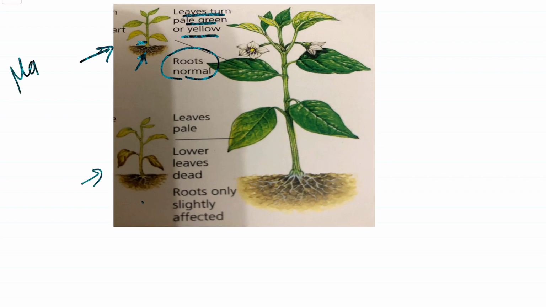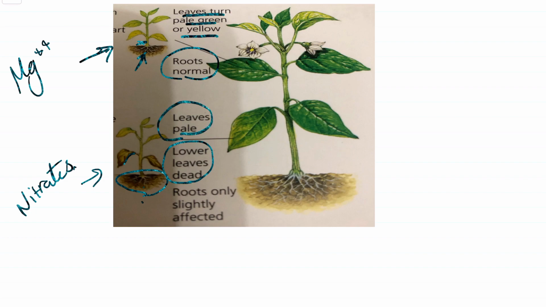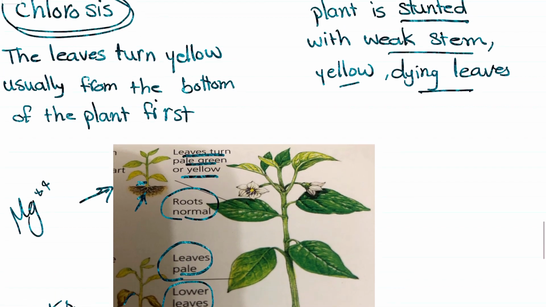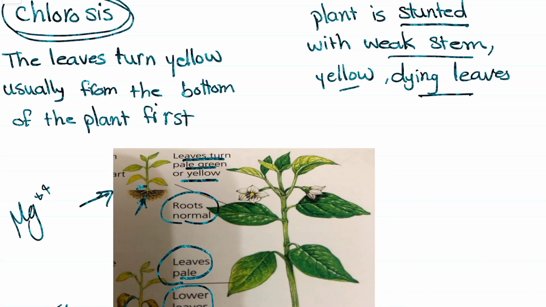Look at the plants and compare between them. Here we have magnesium deficiency and here we have nitrate deficiency. Look, the roots are slightly affected, and the stem becomes very thin, and as you see, the lower leaves are dead and the upper leaves are pale. That's why nitrate is very important.